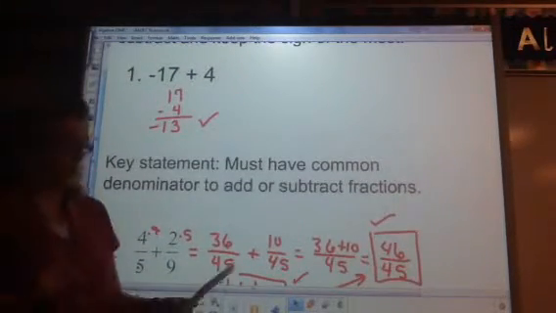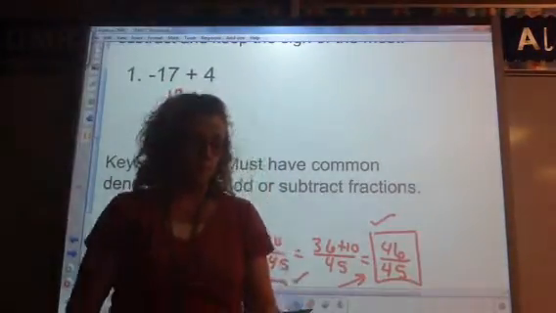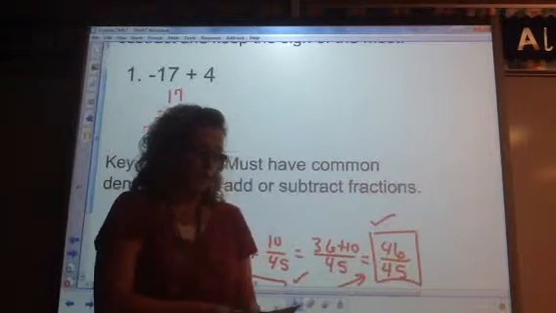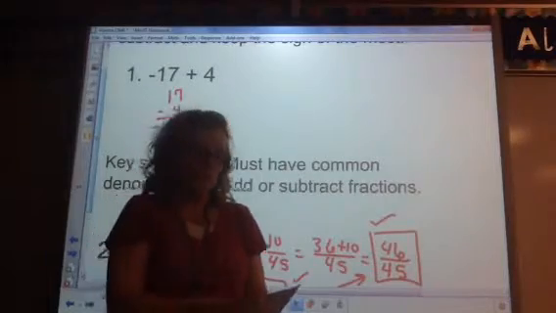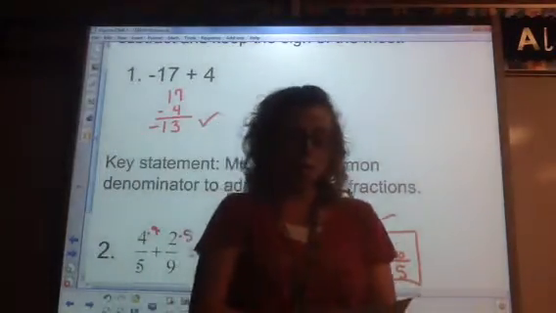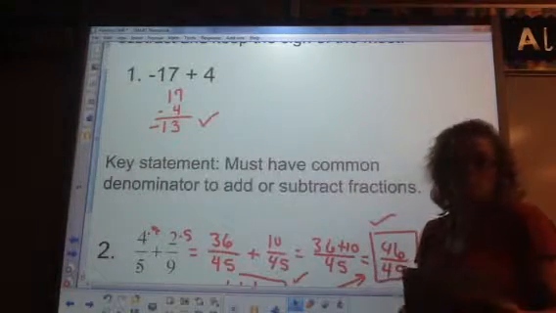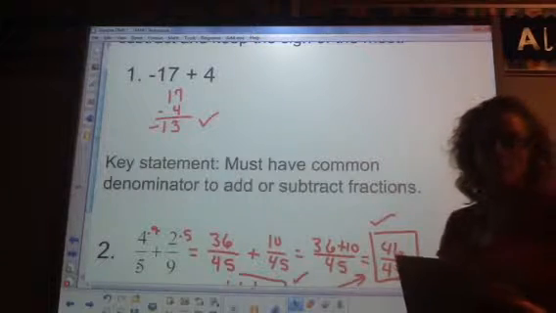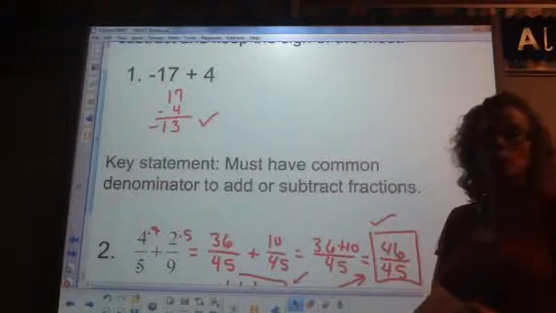Okay, mental math. Pencils down. Remember, mental math is what you try to do mentally in your head. Find 10% of 150 multiplied by 4, square it. Now repeat one more time. Find 10% of 150 multiplied by 4, square it.